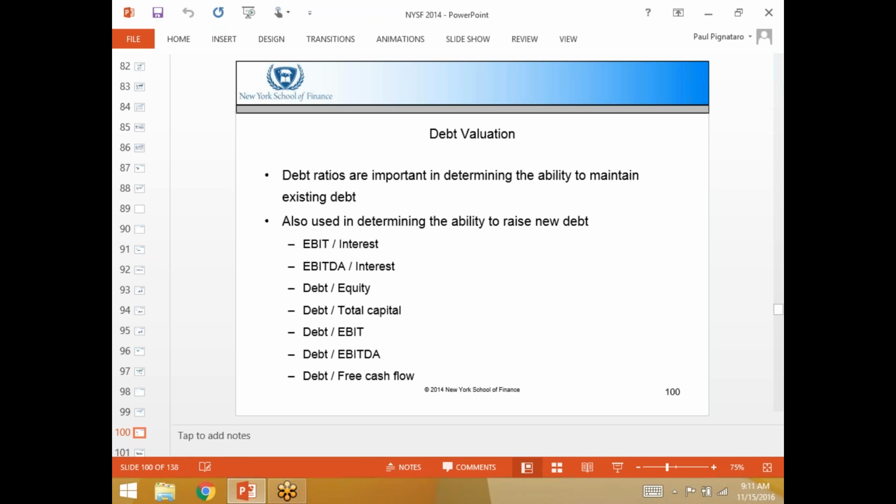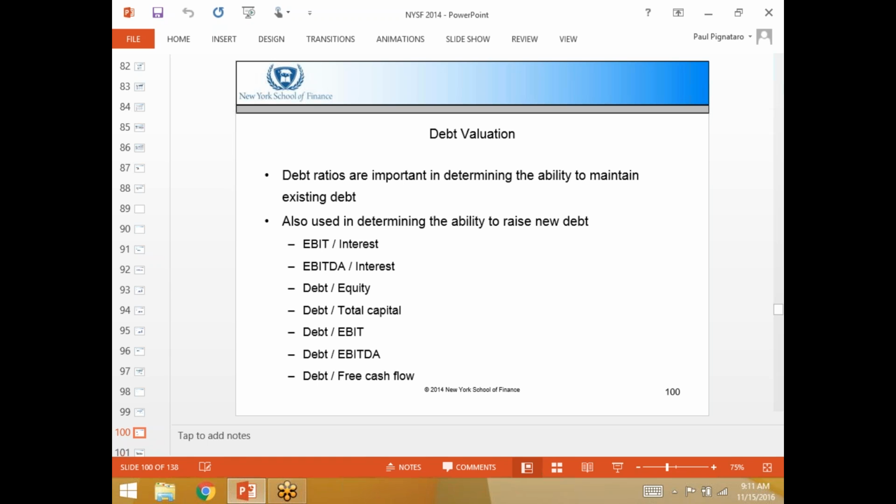Another way of looking at credit multiples is debt to EBIT, debt to EBITDA. This is more common, and we use it in LBOs to determine how much debt you can raise to fund an acquisition. I gave you some examples yesterday. Total debt raised is oftentimes 2.5 to 3 times EBITDA. Maybe if your company has 100,000 EBITDA, you can expect to raise $250,000 to $300,000 in debt. Debt to EBITDA.